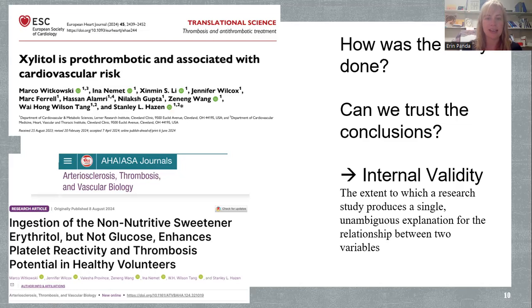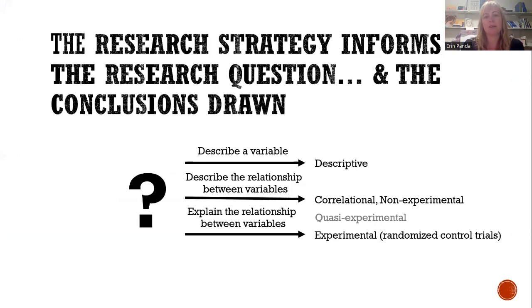We're going to come to know this as to what extent does the study have high internal validity, which is the extent to which a study can produce a single unambiguous explanation for the relationship between two variables. So in this case, the relationship between artificial sweetener and heart attack. So this will be an important concept that you're going to learn about in this course. We're going to talk a lot about different research strategies and different research designs, what they are, how we do them, and importantly, how the research strategy is going to inform the kind of research questions that we can ask, which is going to in turn determine the kind of conclusions that we can draw from the study.